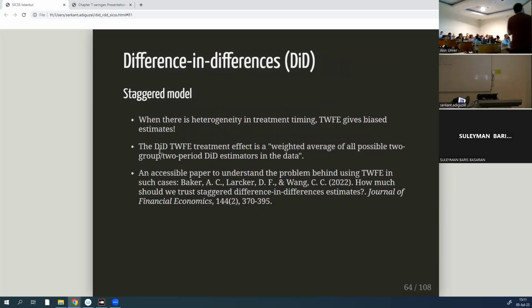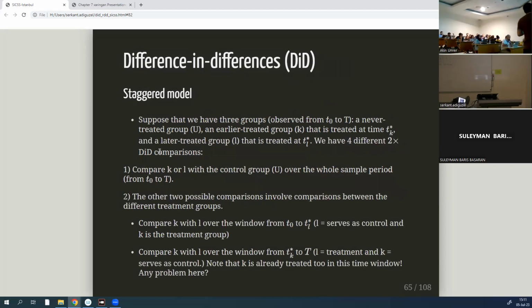The example comes from a nice paper from the Journal of Financial Economics. These authors summarize the problem nicely and show some simulation results and everything. You can check this paper. For instance, assume we have three groups from T0 to T. There is a never treated group, like Pennsylvania, that never got an increase in minimum wage. Then there is an earlier treated group, K. Then a later treated group, L, which means we have four different 2x2s.